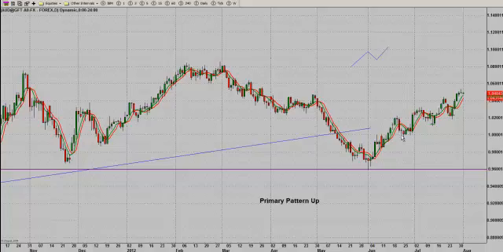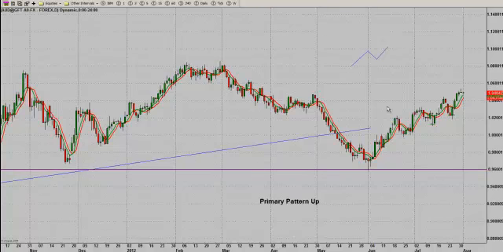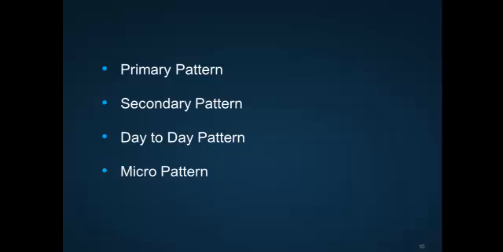What I'm curious about is what happened right in here just prior to that market going into that very predictable pattern like that. Let's take a look at that. Once again, we'll show you those 4 patterns, and we'll give you a chance to write these down. Primary pattern, secondary pattern, day-to-day pattern, micro pattern.